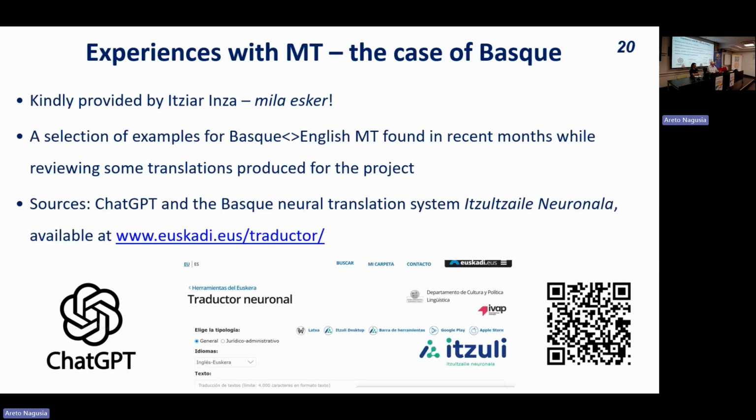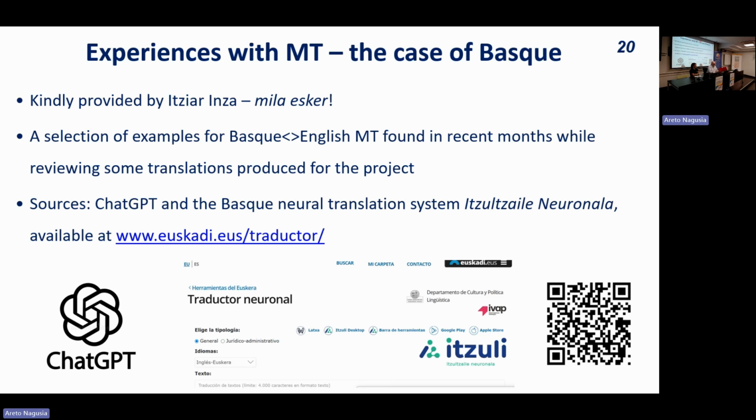Now, I have some examples here of translation between Basque and English, and many thanks to Itzia, who kindly assisted me with this. These are examples of MT output found in recent months when reviewing and checking translations produced for the Fosterland project. So it's a real-life, small-scale test, if you like. The sources were ChatGPT and the Basque neural translation system Itzutzaile Neuronala.